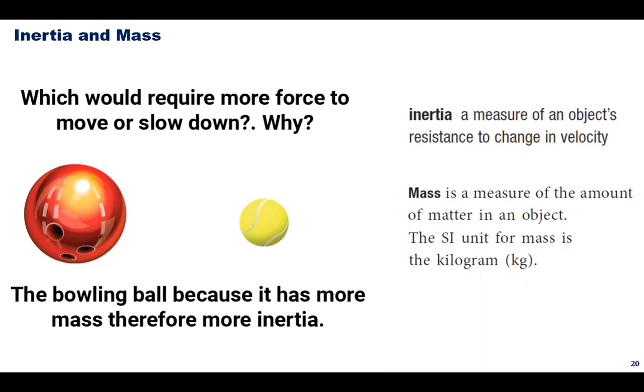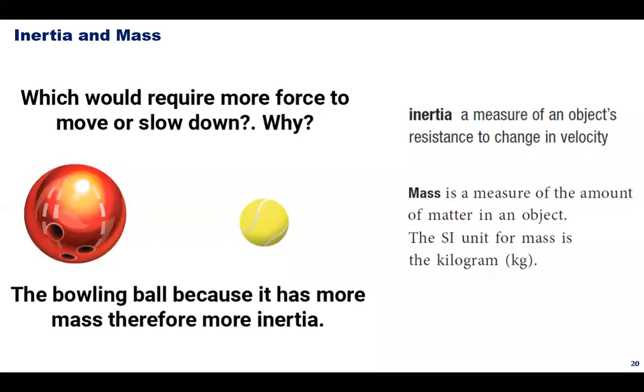So inertia means a measure of an object's resistance to change in velocity. Some objects have more inertia than others. In fact, objects that have more mass have more inertia. The degree to which an object resists a change in motion depends on the magnitude of the object's mass. Mass is a measure of the amount of matter in an object. The SI unit for mass is kilogram.